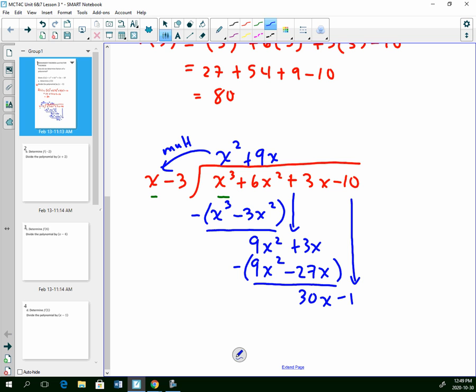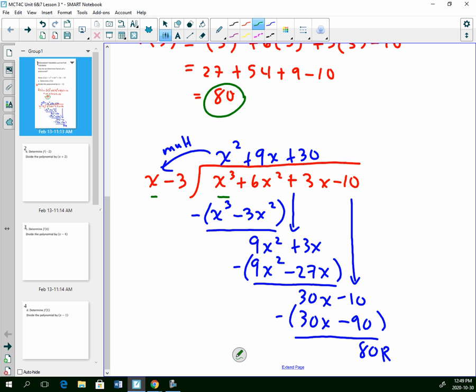Bring down the last term, and then we would have to multiply by 30. So 30 times x is 30x. 30 times negative 3 is negative 90. Subtract to find the remainder. So we have negative 10 plus 90 is 80. So looking at what we got when we did f of 3, we ended up with the same result for the remainder. We ended up with a remainder of 80. So is that a coincidence or not?